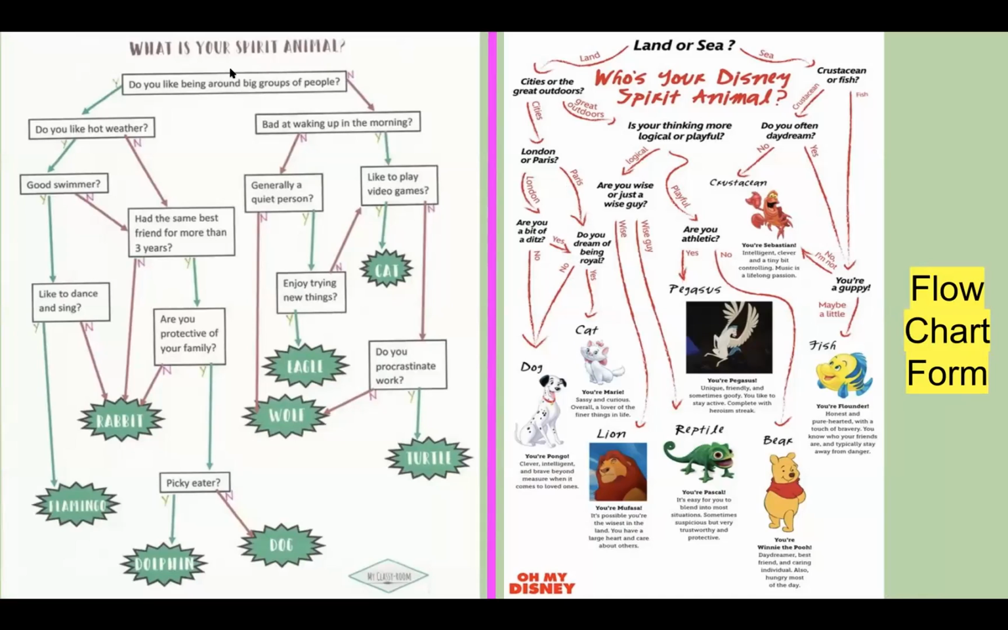So here we're just going to do one really quick. This is for what is your spirit animal, just so you can see an example of how these keys are used. When you're starting your dichotomous key, you always start at the very top or at the very first question. And remember we said dichot means broken into two. So you're always going to be given a set of two choices that you have to answer. For example, on this dichotomous key on the left, the first question is, do you like being around big groups of people? And again, it's either a yes or a no in this form.